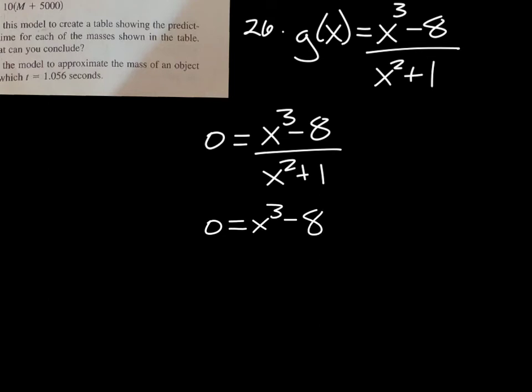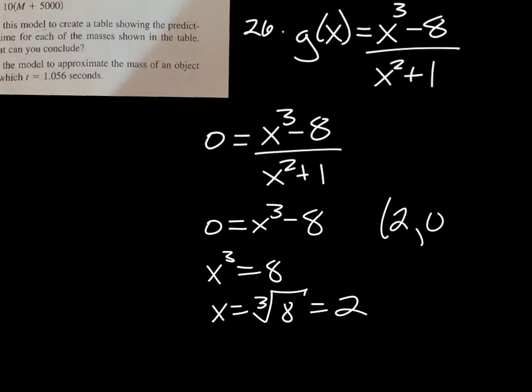And a lot of times people will say all you have to do is set the numerator equal to 0, which is true. But the reason is that when you multiply by that denominator, it just goes away. So then adding the 8 to the other side, we have x cubed equals 8. Take the cube root of both sides, and that would give us 2. So then the x-intercept of number 26 would be (2, 0).